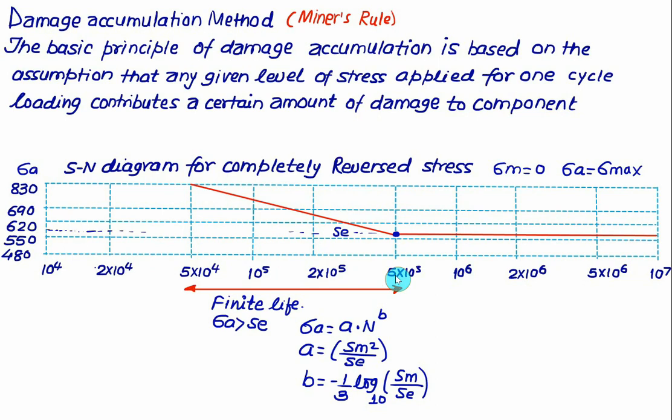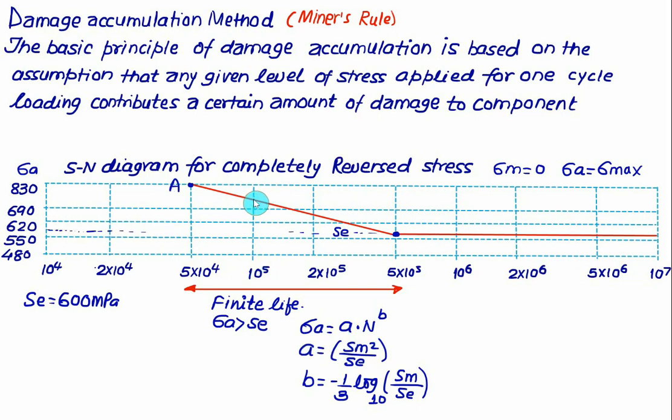Now this plot I have already given you, so you just have to record the value. This time the endurance strength SE is about 550 megapascal, lower than 620. So let's say approximately 600 megapascal is the value of endurance strength. For an amplitude stress of 830, that is at this point here, we have a life equal to 5 into 10 to the power 4, which is less than the infinite life. This value I have already recorded using the graph, so there is no need for calculation. You just have to read this value.